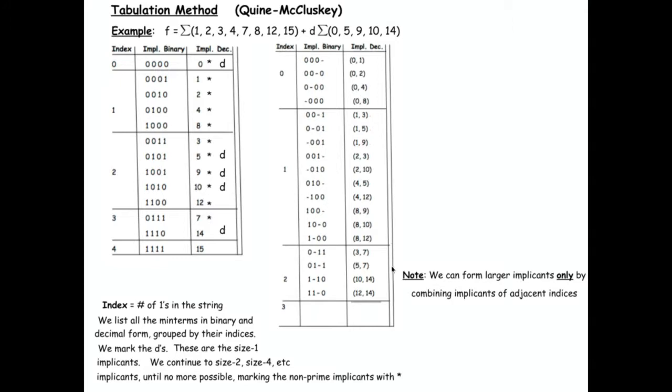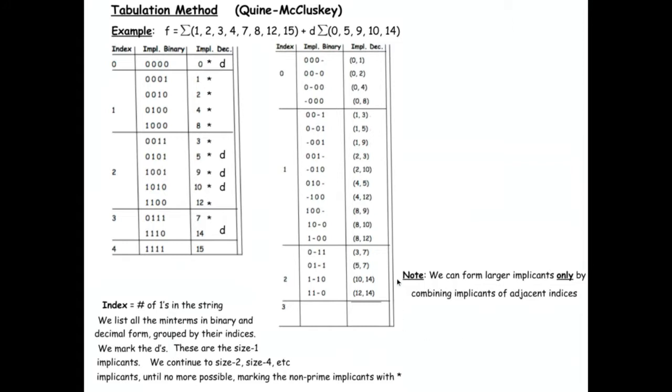Let me see if I can explain it in my own words to see if I understand it. What we're doing is solving the subproblem of finding all pairs of implicants, all possible pairs of ones. That's right. That is what we're doing right now. Yep. Okay.